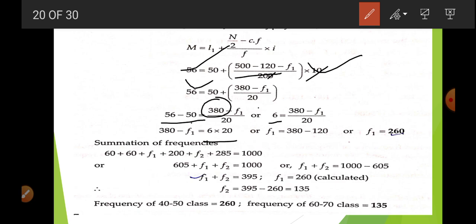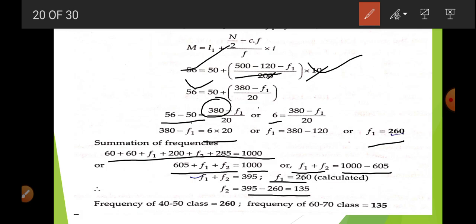Okay. So 380 minus 120. So in this way f1 is 260, and the sum total of all these is 1000, and f1 plus f2 is this much, and f1 we already know is 260. So in this way f2 will be 135.